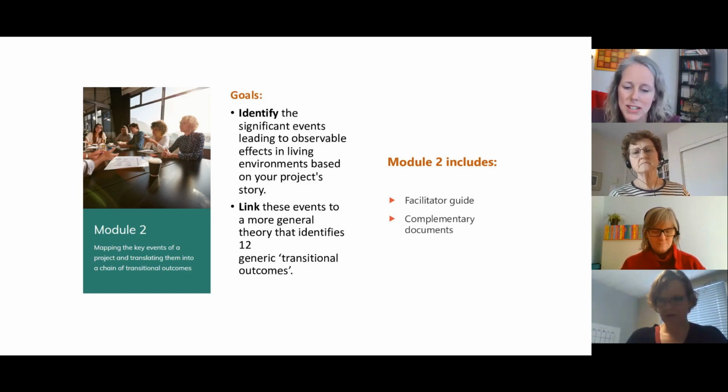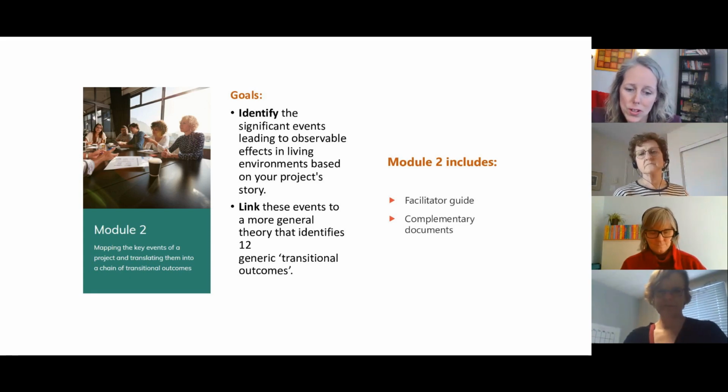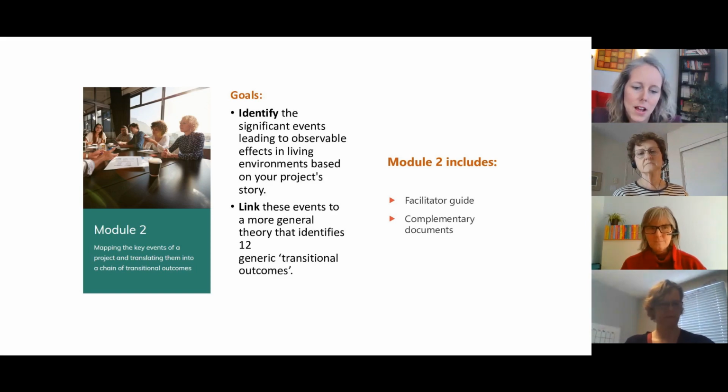Before the meeting, the coordinator or the coordinating committee will have to identify some significant events to facilitate the workshop. So the third step, as you can see in the agenda, aims to validate and improve the project story. After identifying the most significant events, all the group together, the workshop participants will link those events to the transitional outcomes in step 4.